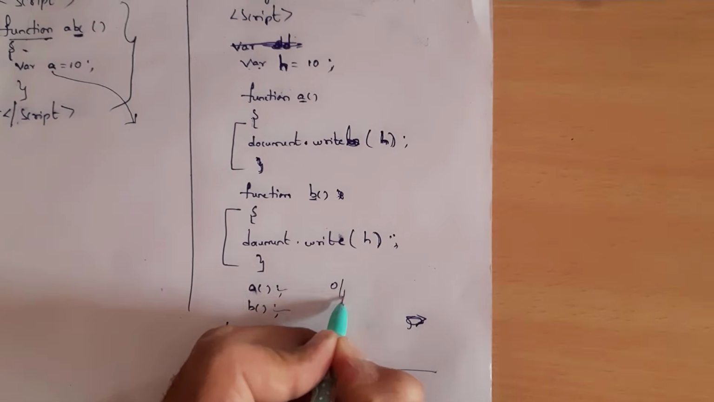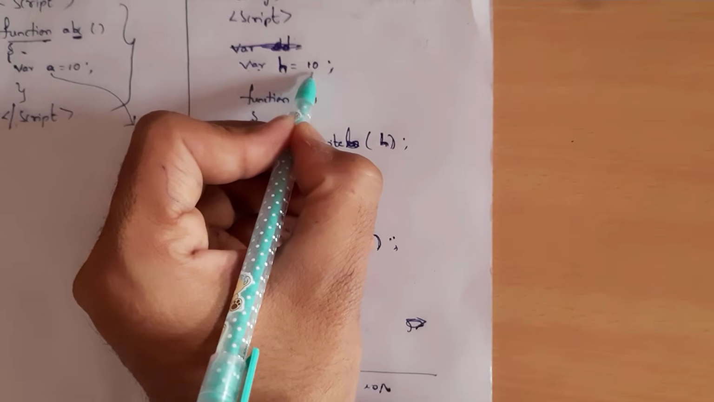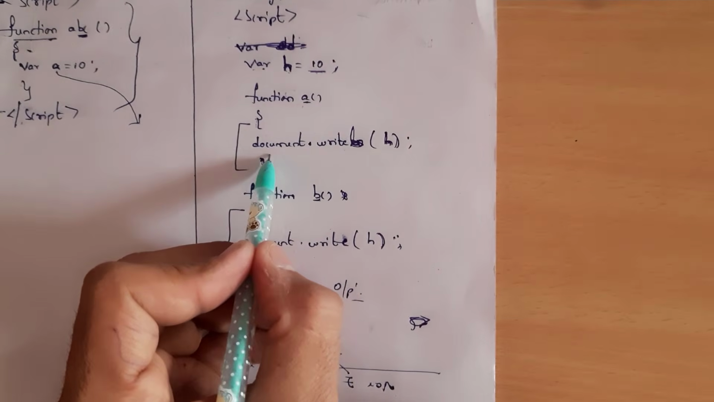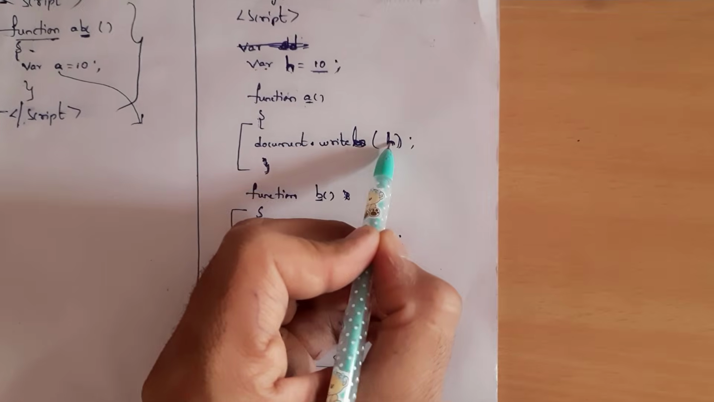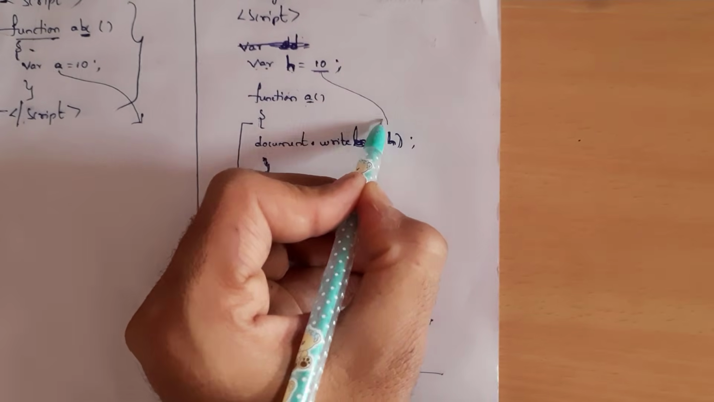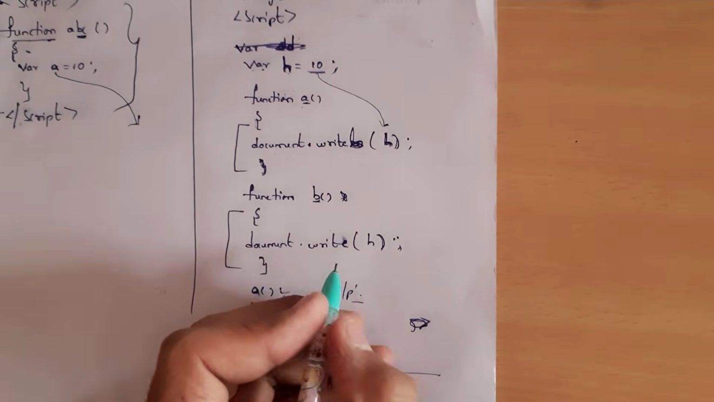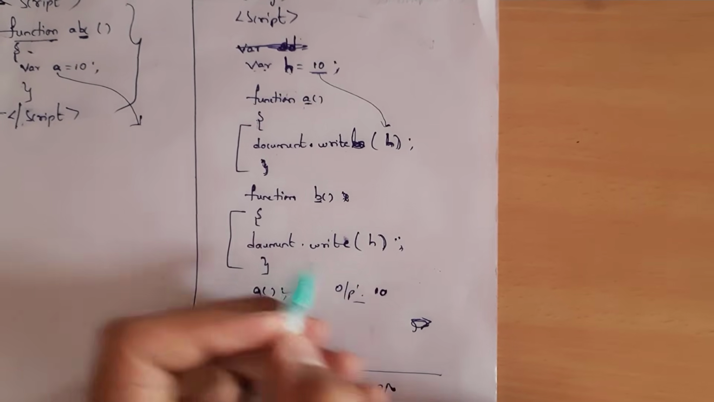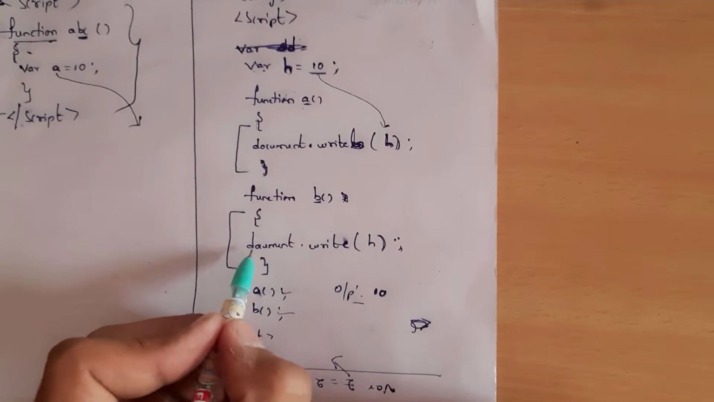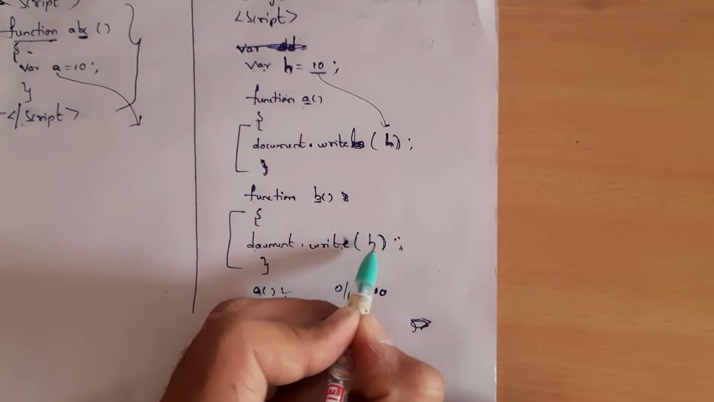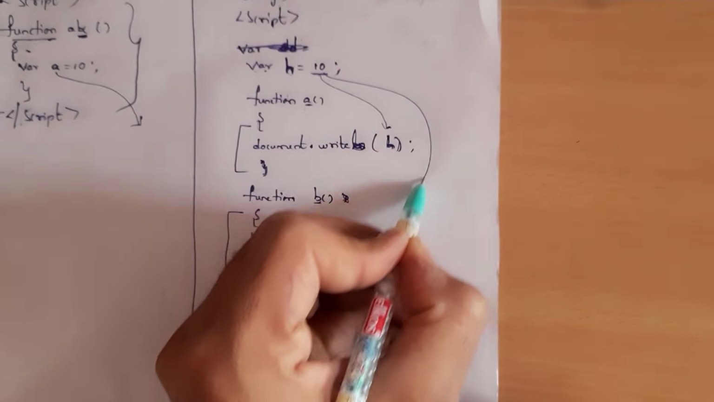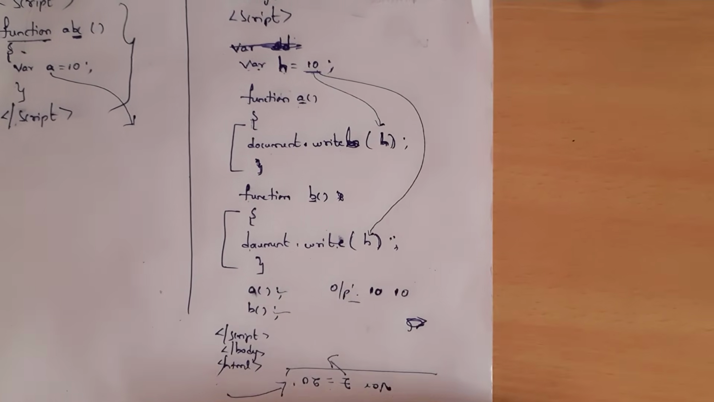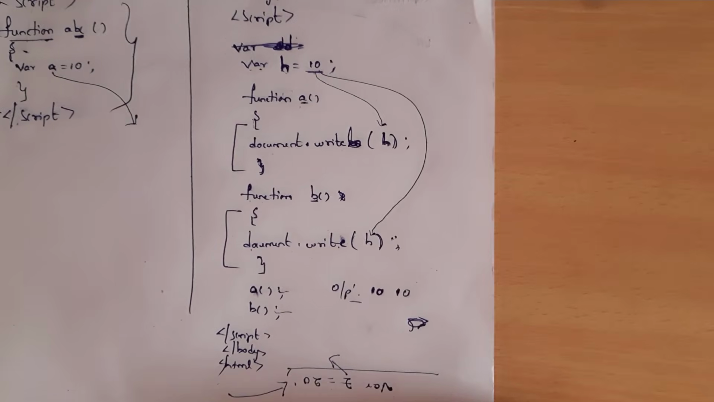So the output is the value of h is 10. Inside the function I wrote document.write h, so it will print the value of h. Output is 10. For function A, output is 10. And similarly inside function B I wrote document.write of h where the value of h is 10. So for function B also output is 10. This is the program of global variable.